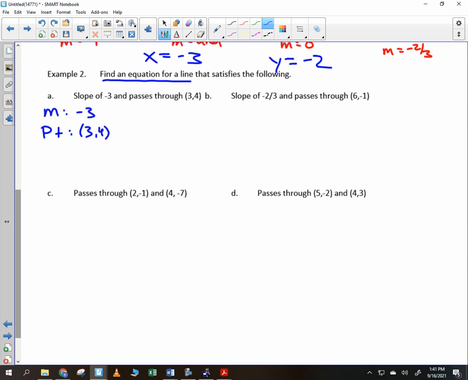At this point, I can move to y minus y1 is equal to m times x minus x1. And I remember that because that came straight from my slope formula. So therefore, it is y minus what? 4 equals -3 times x minus 3.